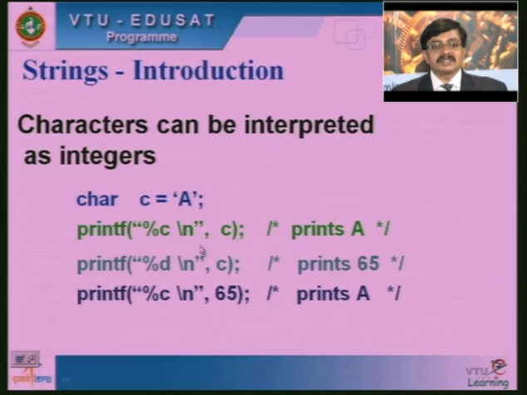Fine, there is a different way. The only thing is, characters can be interpreted as integers in programming. For example, here instead of 65, if I specify 66, what will be printed on the screen? Since 66 is the ASCII value corresponding to the character capital B, this will print B, it's not A. If it is 65, it will print A, and if I change it to 66, then it will print capital B. So this is how characters and integers can be interpreted in programming.